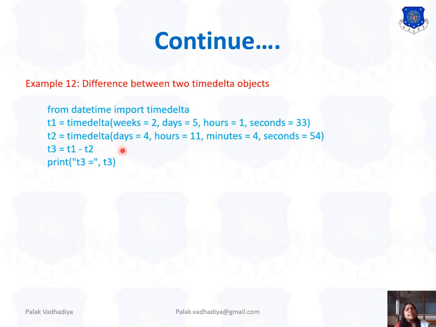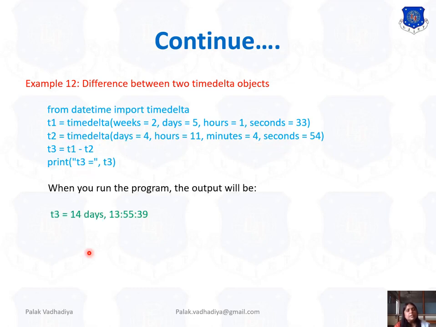I can specify days, hours, minutes and seconds. So T1 minus T2, and I want to print T3. When I run the above code, it simply gives me the difference, that is 14 days.